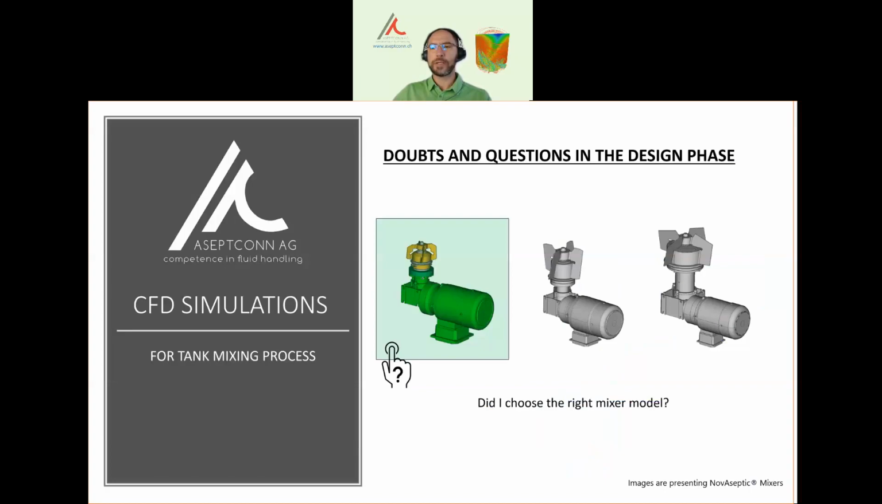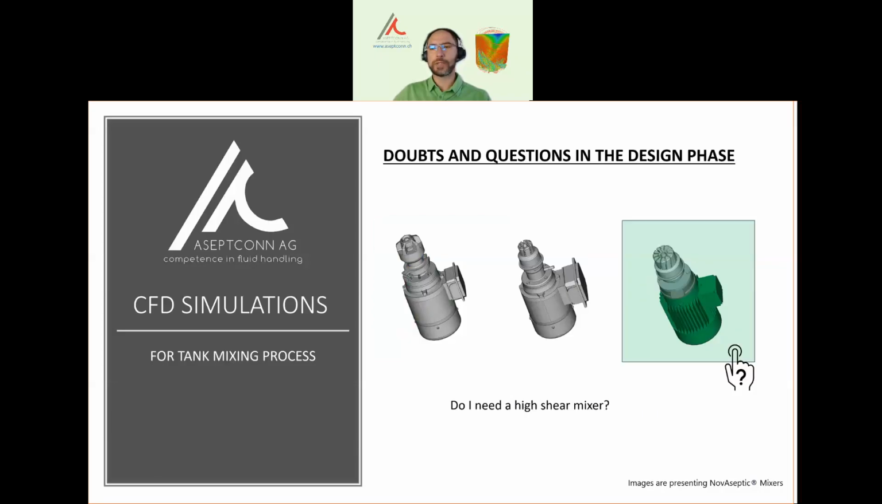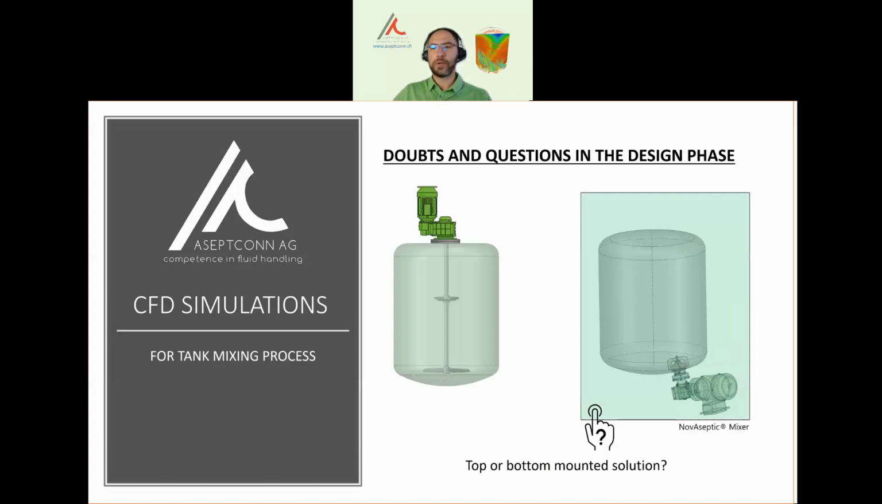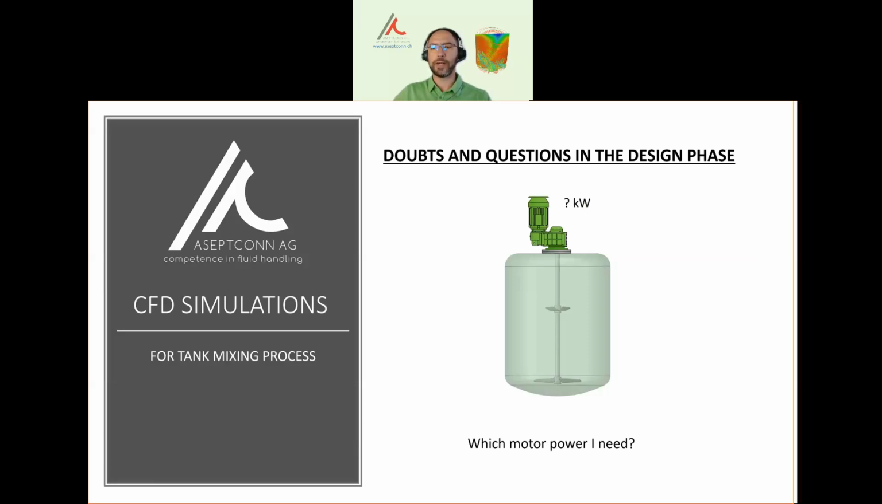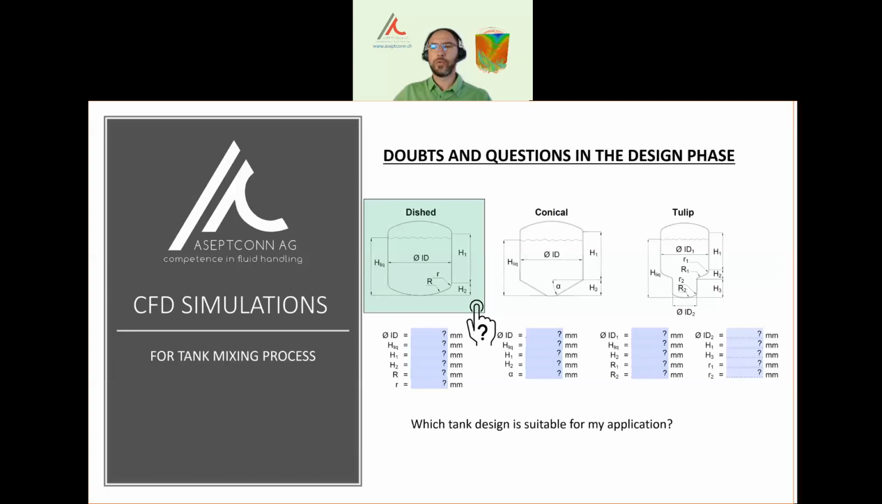When we are designing a mixing system, we have a lot of questions. Did I choose the right mixer model? Is using a simple mixer enough, or do I need to add a high shear mixer? Do I need to use a top or a bottom mounted mixer? Which motor power do I need? 2 kilowatts or maybe 10 kilowatts? Which tank design is suitable for my application? Horizontal or vertical design? Dished or conical, or maybe tulip shape? Which dimension ratios are better?